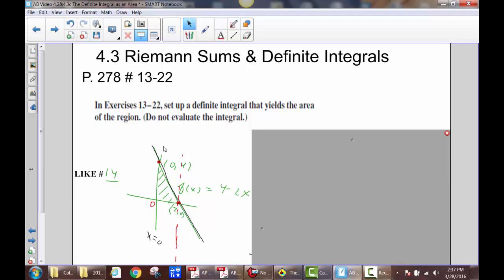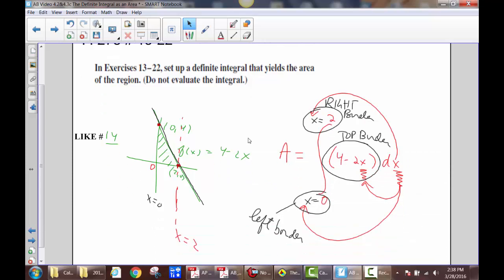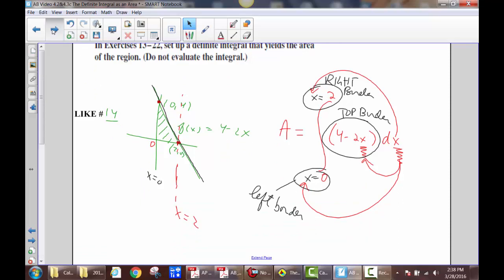The left border, as you can see, is the y-axis, which is the vertical line x equals 0. The right border, the furthest to the right the shaded region goes, is at x equals 2. And the top, of course, is the function they gave you, which is 4 minus 2x. Hence, the area is exactly equal to the integral from 0 to 2 of 4 minus 2x dx. Very, very, very simple to do.